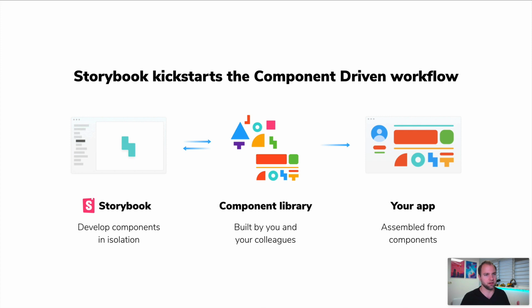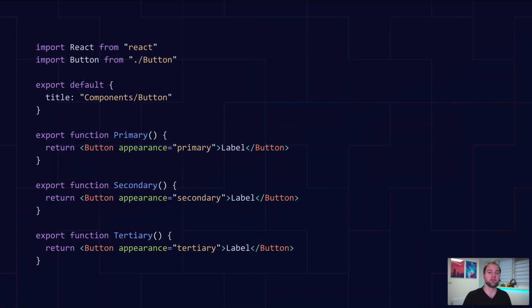That's the idea. And Storybook kickstarts this workflow by allowing you to first develop these components in isolation. So with your team, you build this component library, and I'm saying that is not just small components, but actual screens and such as well. Those are also in your component library. And then you assemble your app from those components.